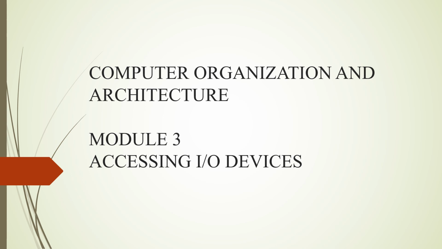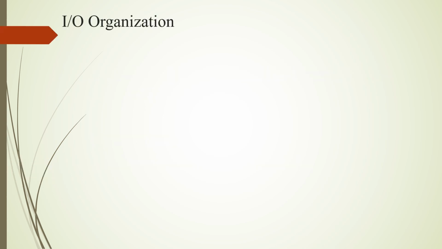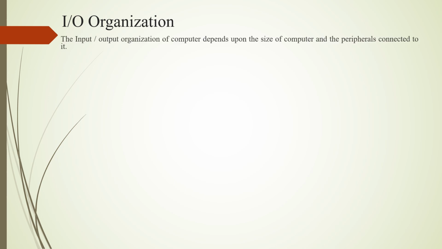Today we'll discuss the methods used to access the IO devices. This is a major topic in Module 3 of the Computer Organization and Architecture subject. We know that input and output modules are the major functional units of a computer system. How have these IO devices been organized in order to make the computer system communicate with the external world?